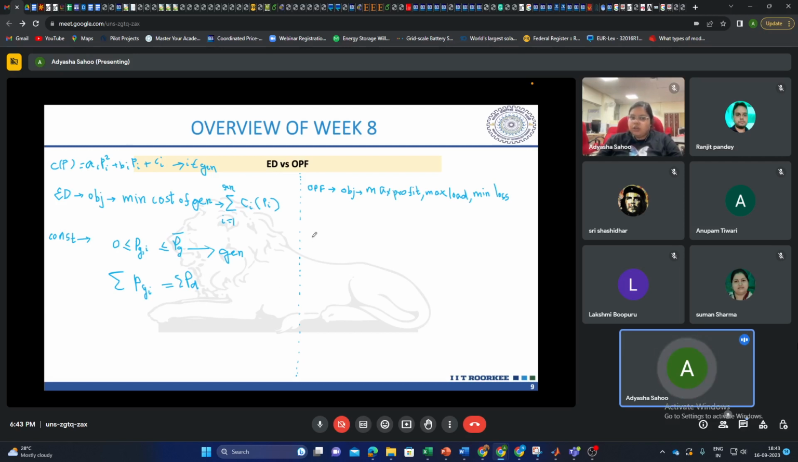In OPF, we have this same constraint also here, generator limits. We have this power balance. In addition to this, we have another important constraint. Can anyone guess what it is? Anyone?